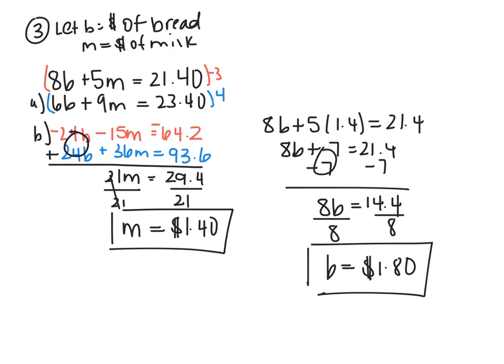Then take this, plug it into either equation, and solve for b. I plugged it into the top equation for m, so you get 8b plus 5 times 1.4 equals 21.4. 5 times 1.4 is 7, so subtract 7 from both sides. 8b equals 14.4. Divide both sides by 8, you get that the price of a loaf of bread is $1.80.